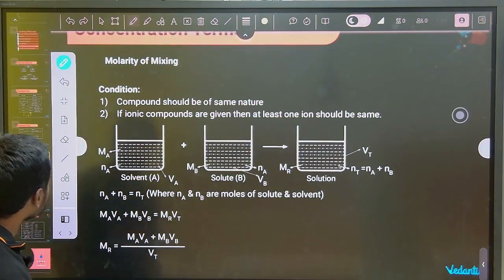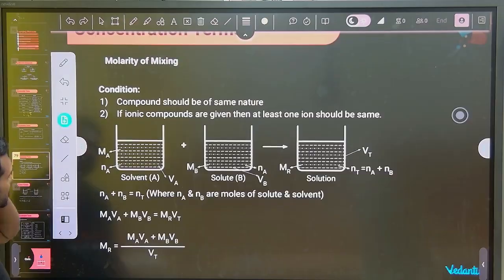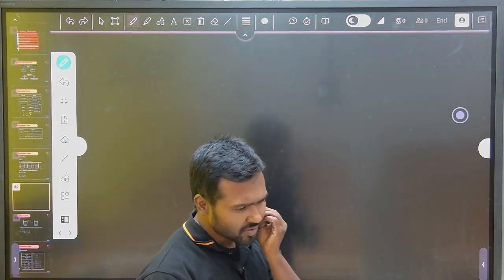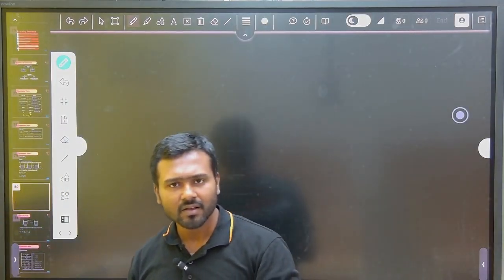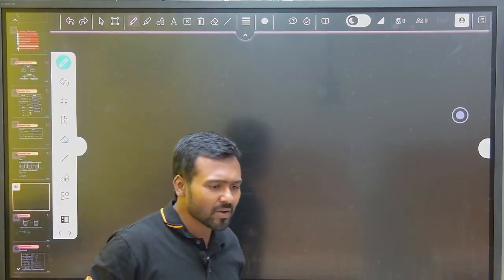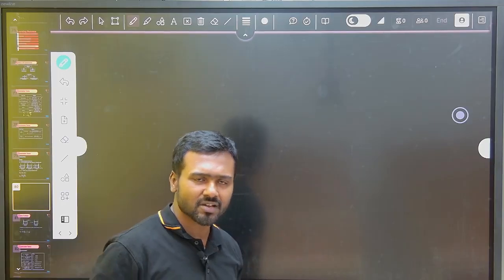Right. So hope you remember all these formulas. If you remember, it's better. In this one, 99% you will get direct formula based questions only. So weight by weight, weight by volume, volume by volume, from that, the questions are very rare.